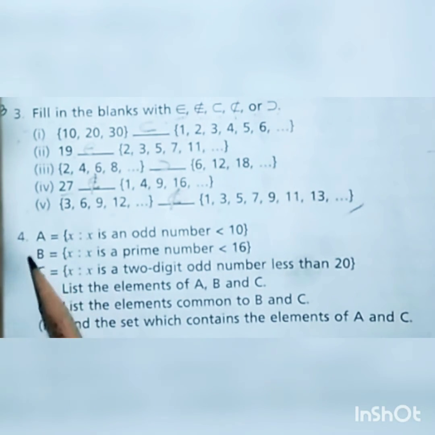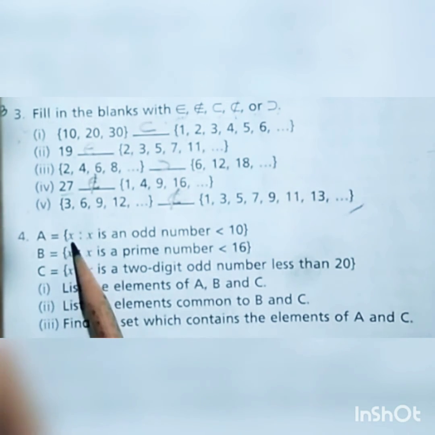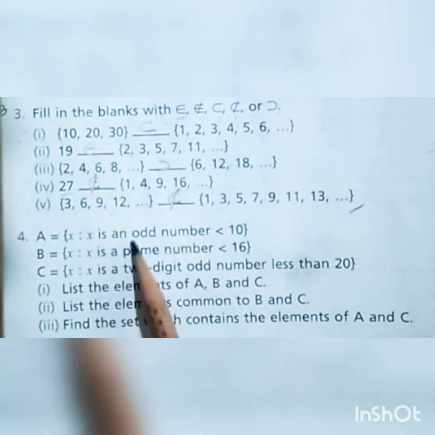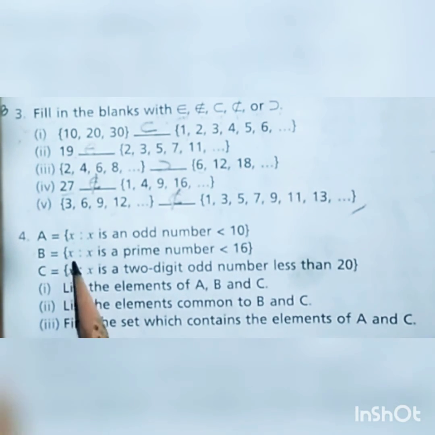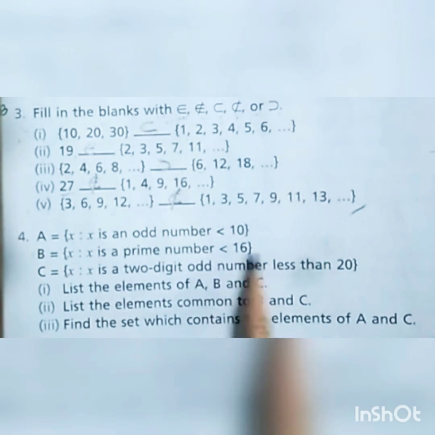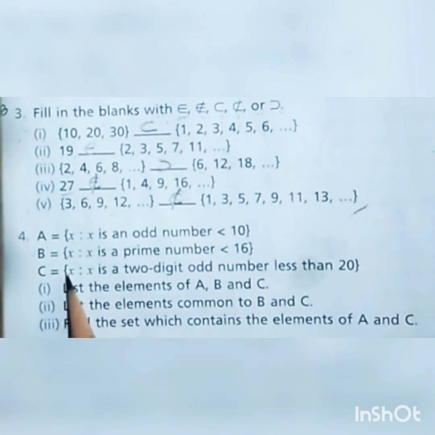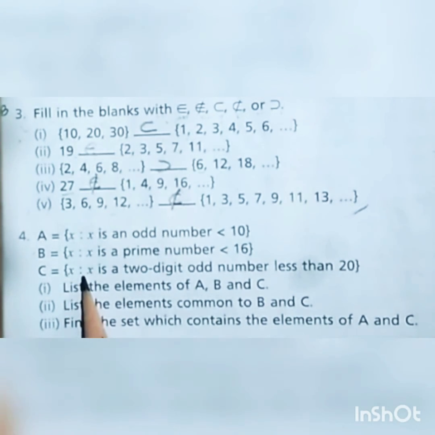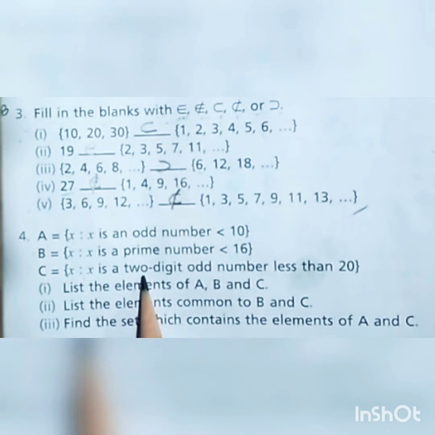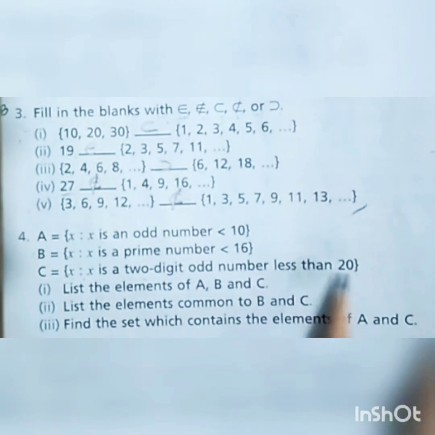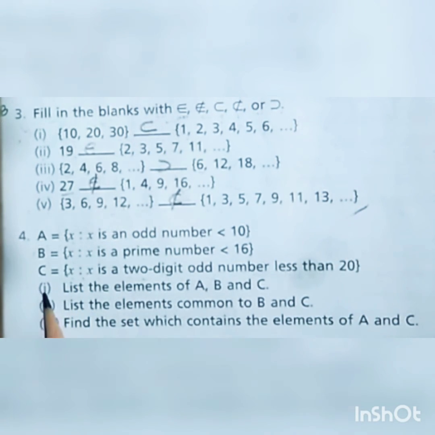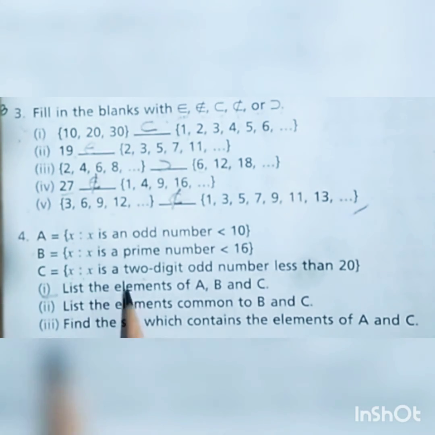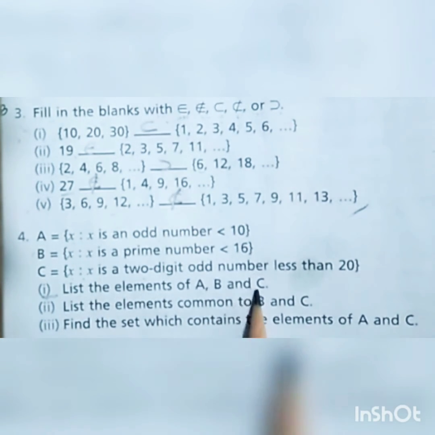Let's move towards question number 4, that is: if A is equal to the set of all x such that x is an odd number less than 10, B is equal to the set of all x such that x is a prime number less than 16, and C is equal to the set of all x such that x is a two-digit odd number less than 20. So first of all, from these given sets we have to find part number 1: list the elements of A, B and C.